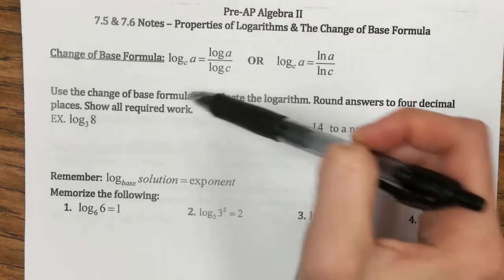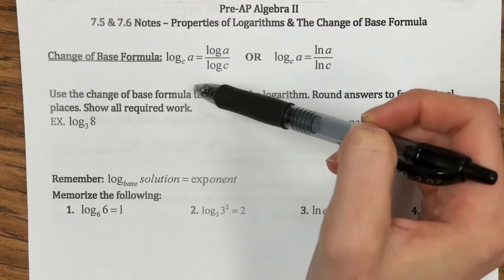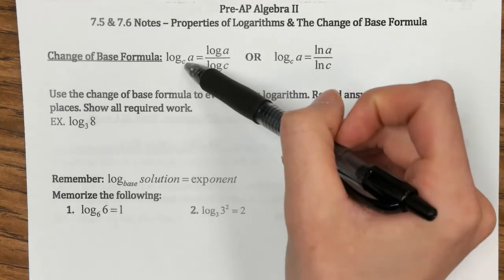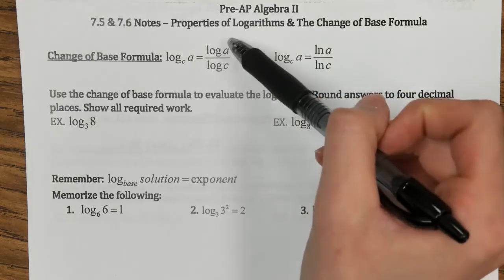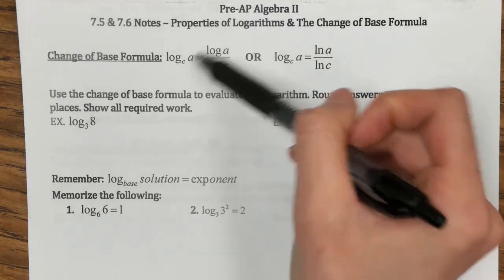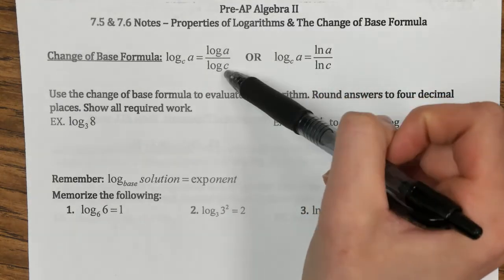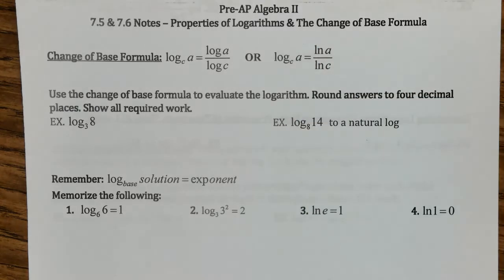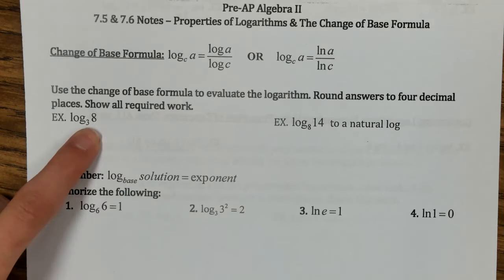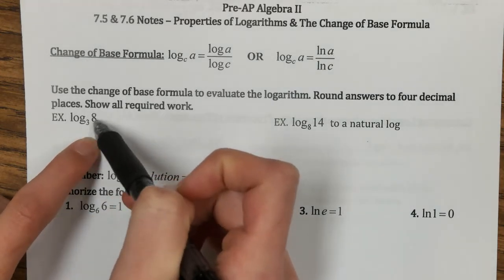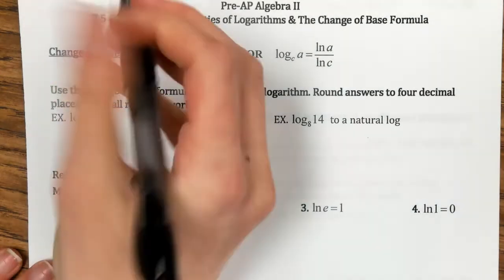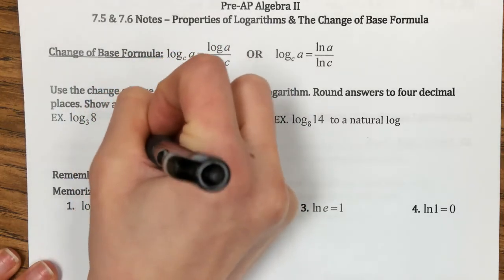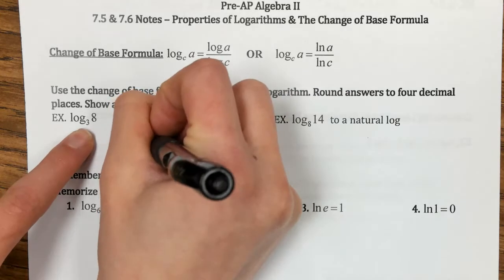So the first part is just the change of base formula. It's very simple, okay? If you have log base c of a, in order to change the base, you're going to do log of a over log of c, okay? So you just take the big number, I say the big number because it's written bigger, so log of 8 over log of what you consider your base, which is 3.